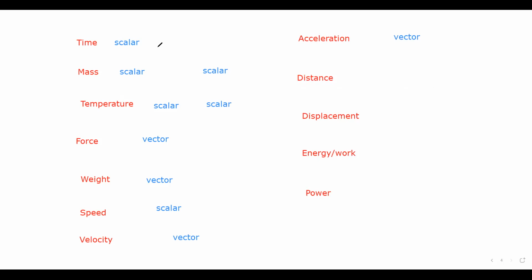So time is a scalar, that's right. Mass is scalar, correct. Temperature is scalar. Force is a vector. Weight is a vector. Speed is scalar. Velocity is a vector. Acceleration is a vector. What about distance?